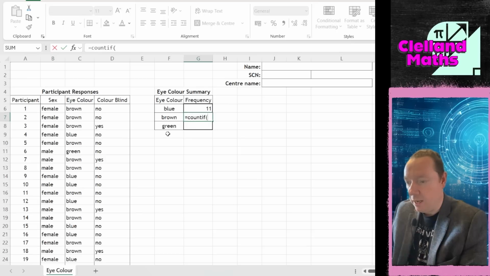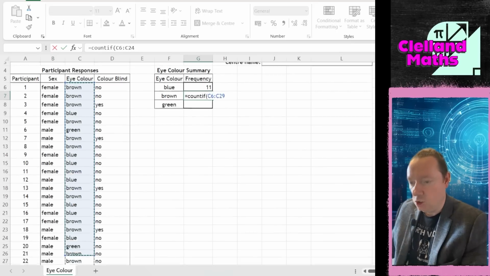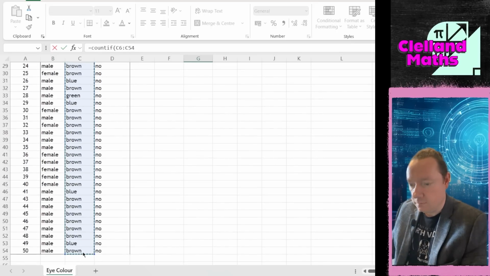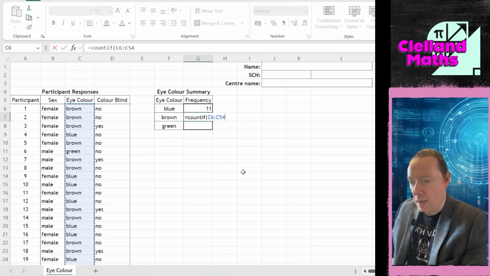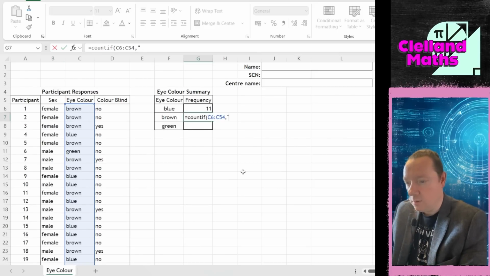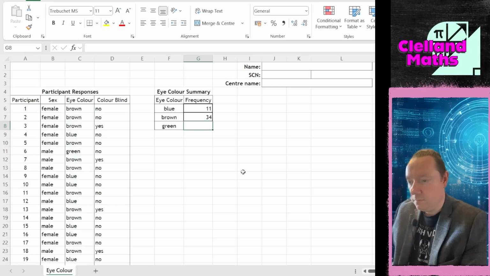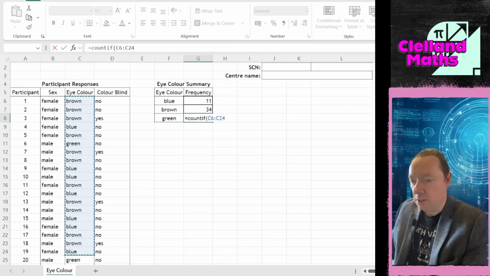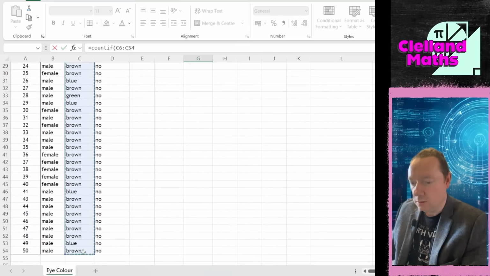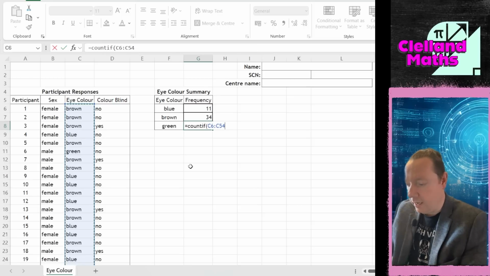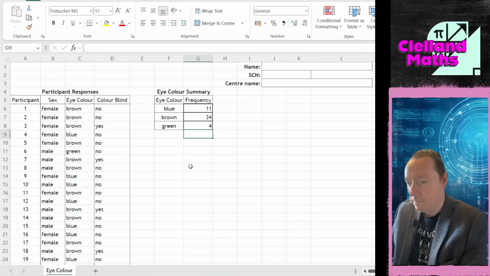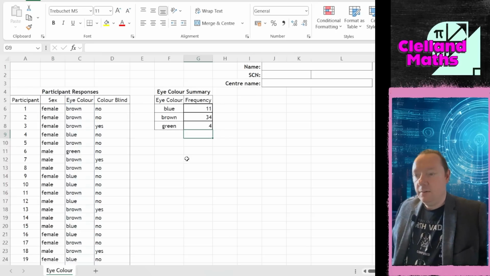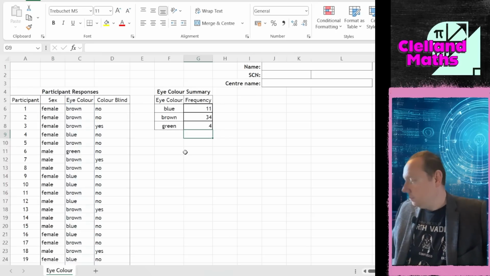Same command again, COUNTIF, same range. And now the word is "brown". Same command again, same range. And now the word is "green". And that's it. We've got 11, 34, and 4.